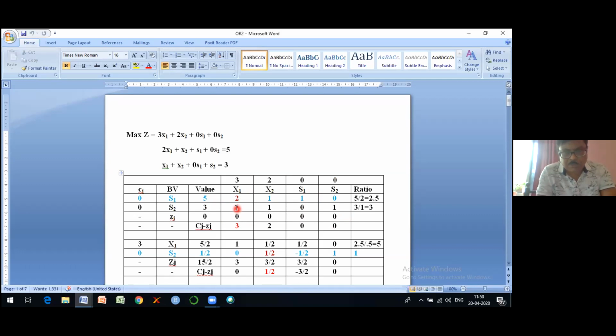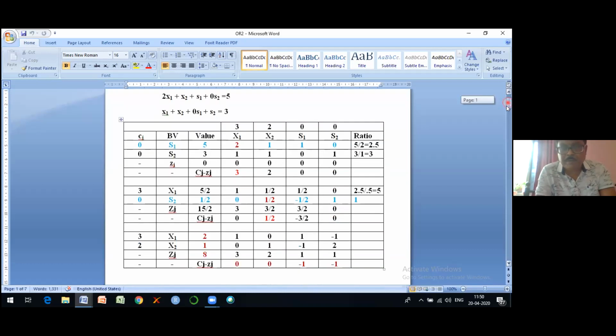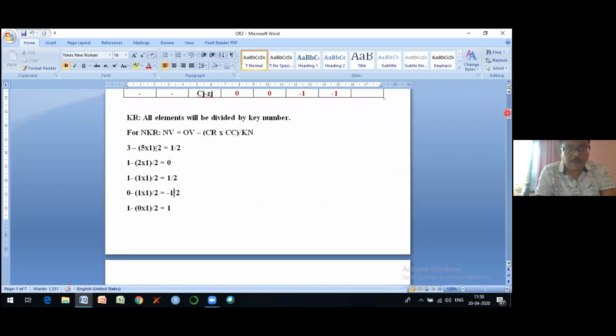Corresponding row into corresponding column. So for 3, corresponding column is this. For 1, corresponding column is 1. For 1, corresponding column is 1. For 0, corresponding column is 1. For 1, corresponding column is 1. So here we have written corresponding column is 1, 1, 1, 1, 1.